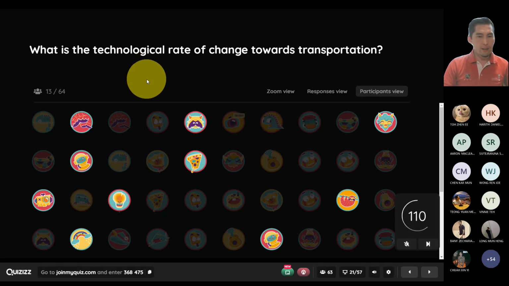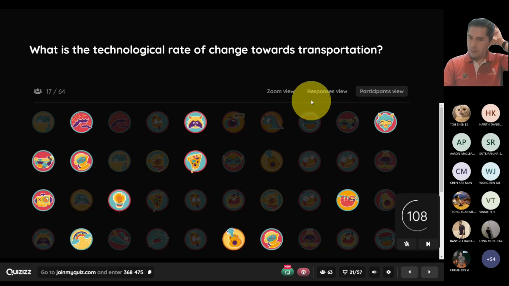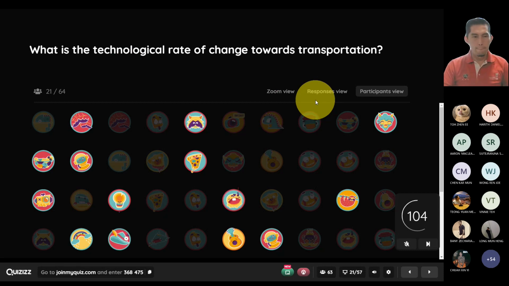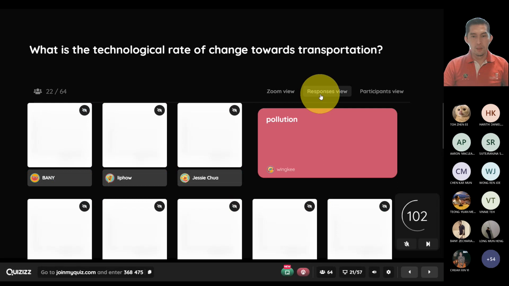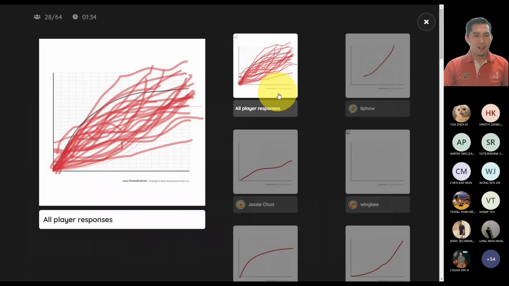I see 12. Once we hit about 20, I think I'll just take a quick view in terms of what all of you have submitted. Okay, we're there. Responses view. Oh my. How come am I still seeing pollution here? That's weird. Oh wow. Okay, this is a combination by everyone, of course. So let's see.